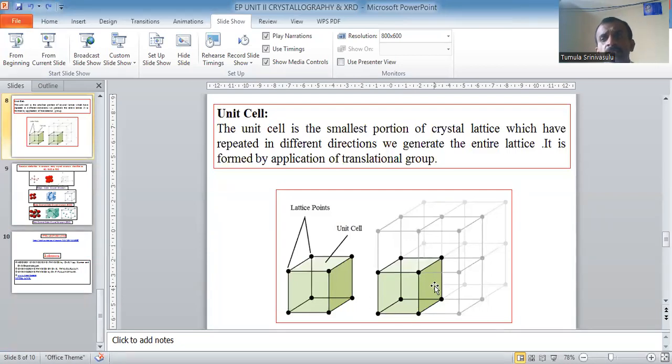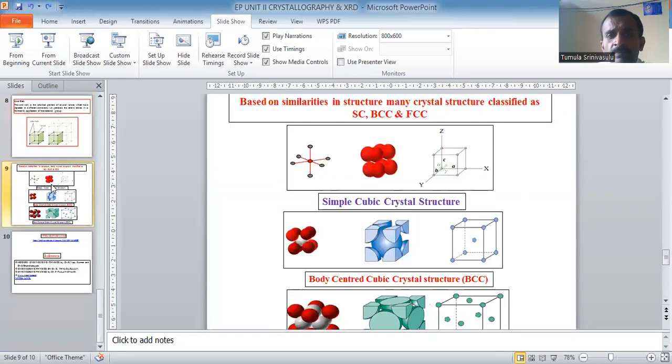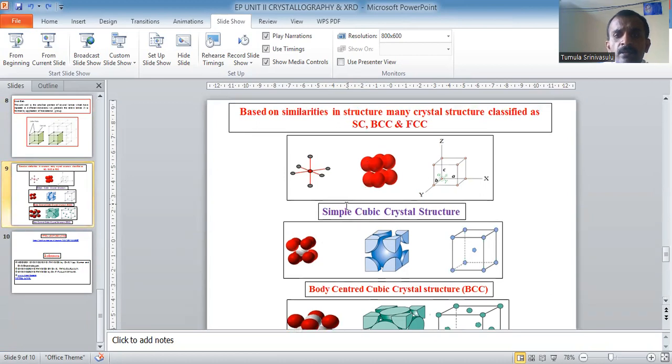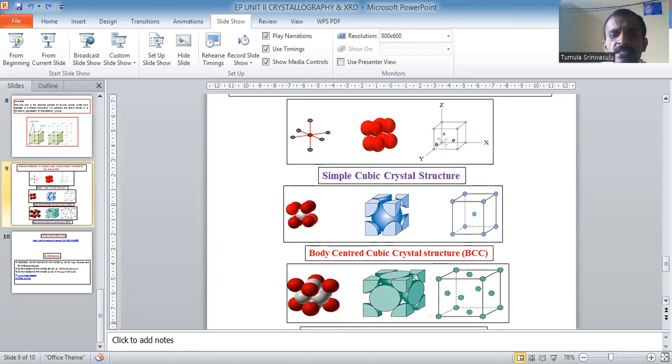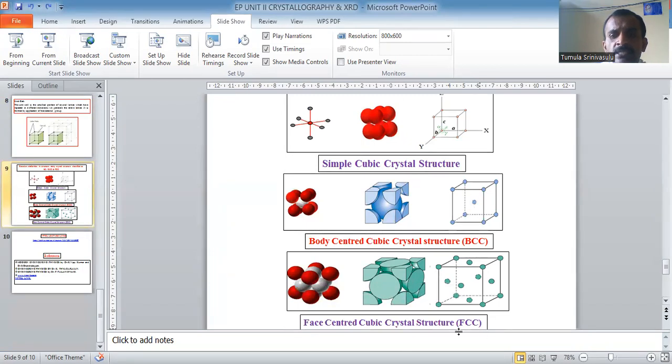So how do you define a unit cell? The smallest measurable portion in an entire crystal structure is known as the unit cell. Based on how the atoms are arranged in the unit cell of any crystal structure, crystals are classified into 3 main categories. That is simple cubic crystal structure, SCC, body-centered cubic crystal structure, BCC, and face-centered cubic crystal structure, FCC.